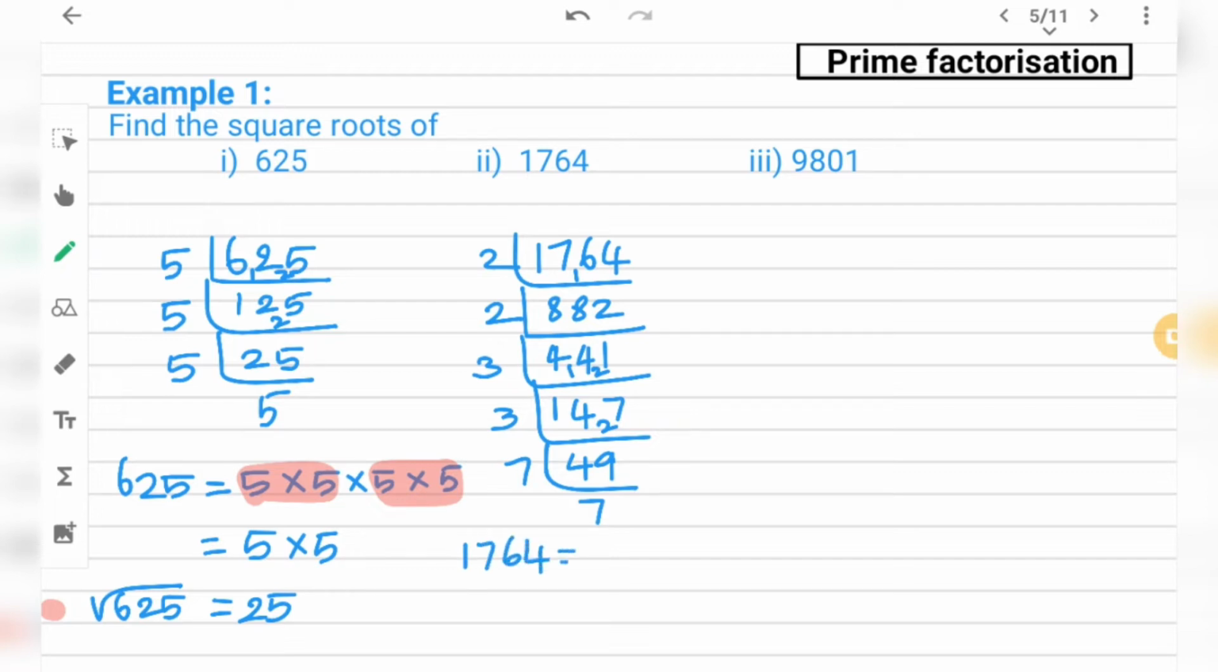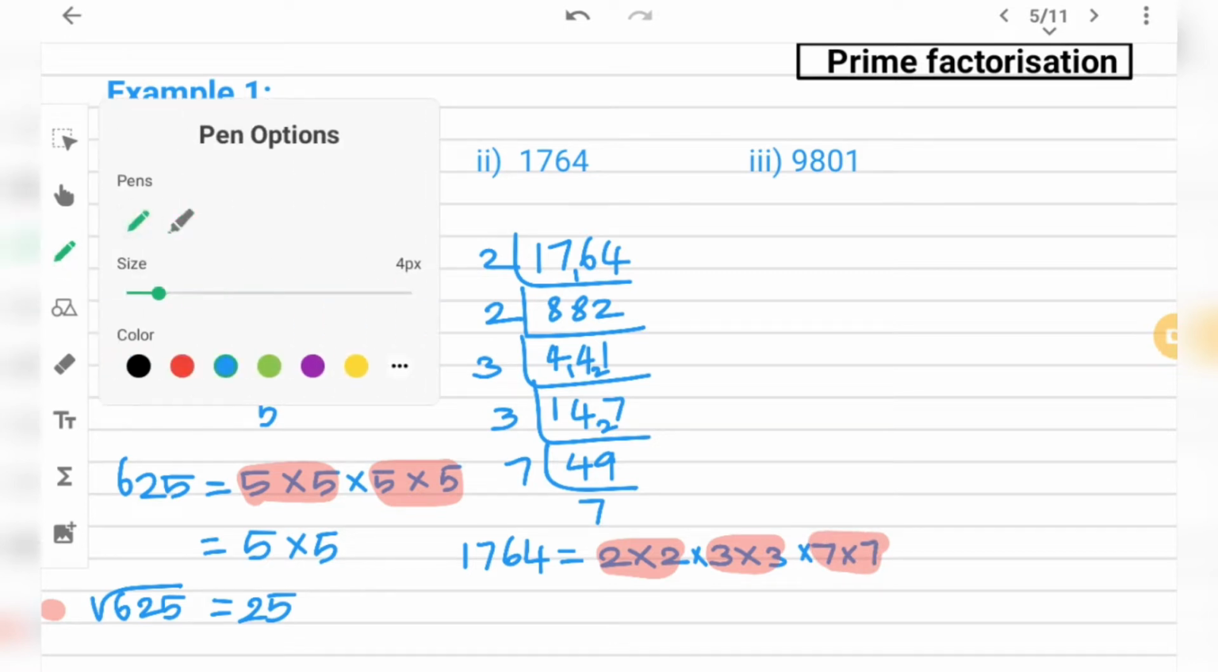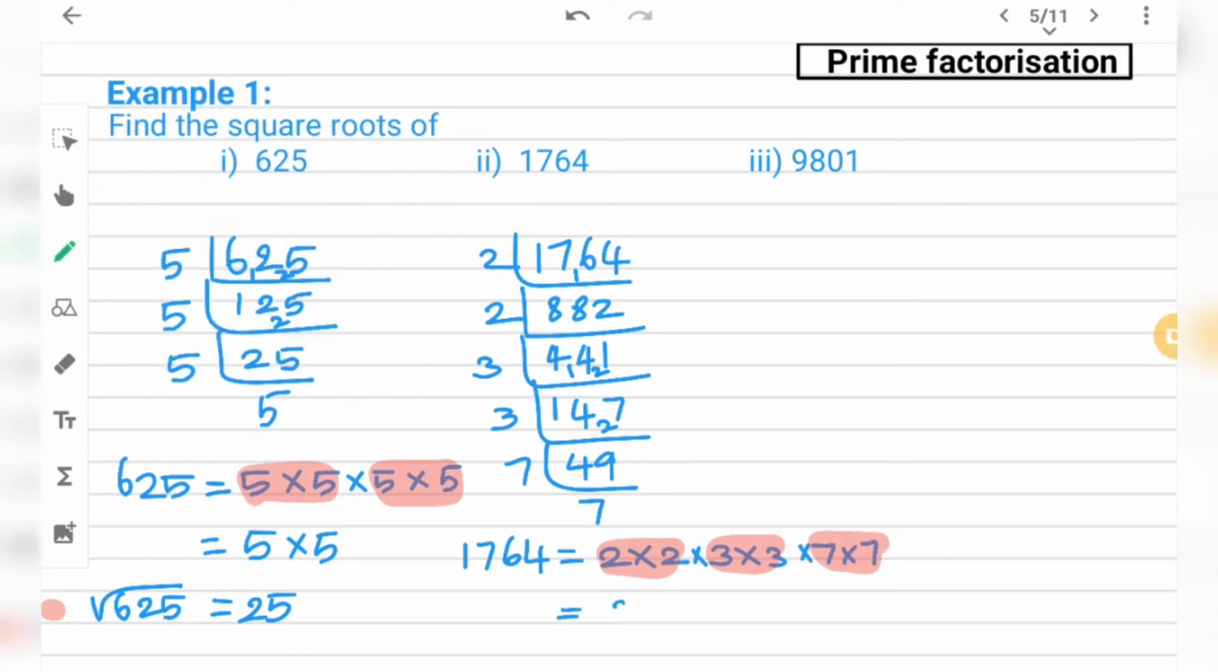1764 can be written as 2 into 2 into 3 into 3 into 7 into 7. Now you can make a pair. 2 into 2, 3 into 3, 7 into 7. From each pair I am going to take one number. 2, here 3 and here 7.